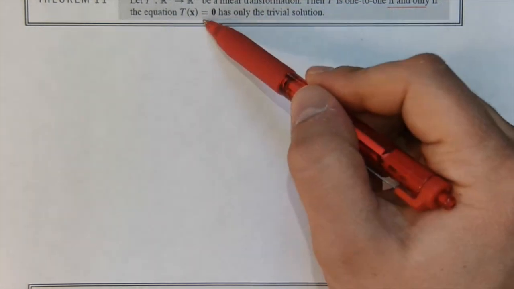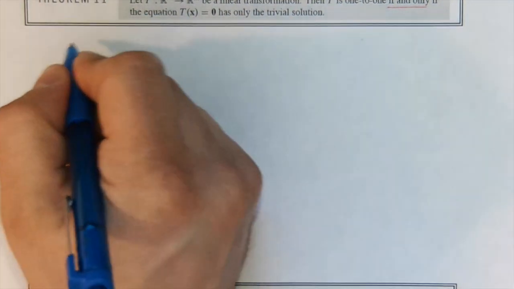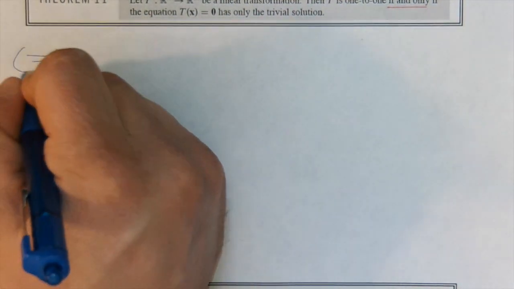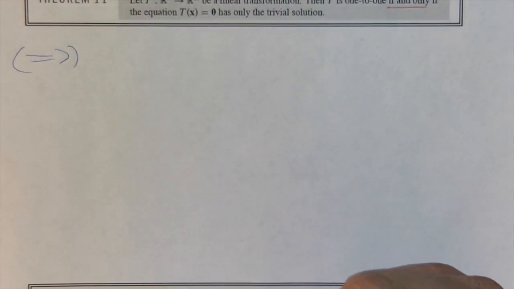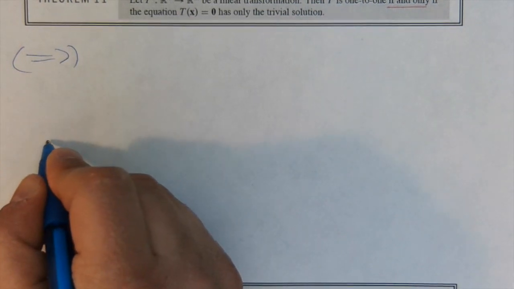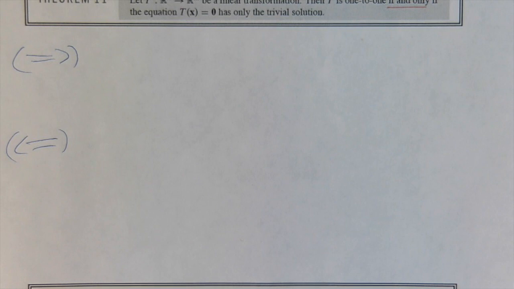So if you have a one-to-one transformation, then T of x equals 0 has only the trivial solution, and if T of x equals 0 has only the trivial solution, then it's one-to-one. So it works both ways, and so the way that you prove statements like this is you prove them in both directions. In other words, we'll assume it's one-to-one and then show that T of x equals 0 has only the trivial solution. And then we'll prove it backwards as well. We'll assume that only the trivial solution exists and then show it's one-to-one. That's how you prove that both sides of the implication hold.